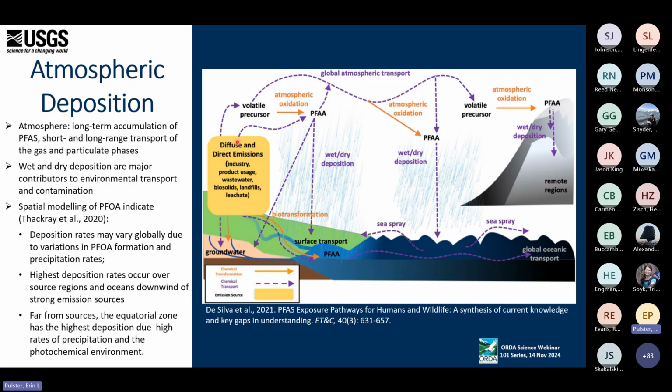But anyway, they can go through the atmosphere, they can transfer long distances, they are deposited through wet and dry deposition, so rain, snow, dust. It can enter in, again, all throughout the globe. Once it's in the surface water, it can also come up through aerosols and sea spray and then continue the cycle.